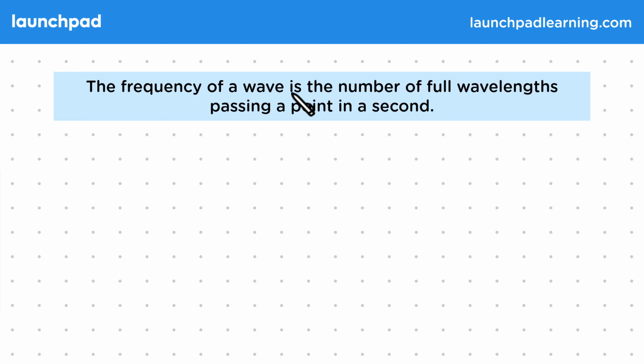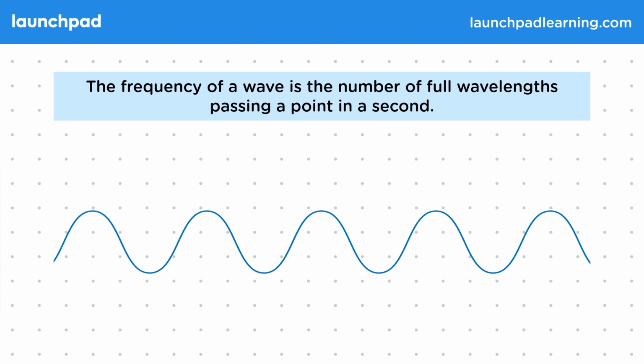The frequency of a wave is the number of full wavelengths passing a point in a second. Remember that a wave is a way of transferring energy from one place to another without matter being transferred. For example, in a transverse wave, the matter would move up and down and form a pattern like this. We'd see the pattern move along as the matter changes position.